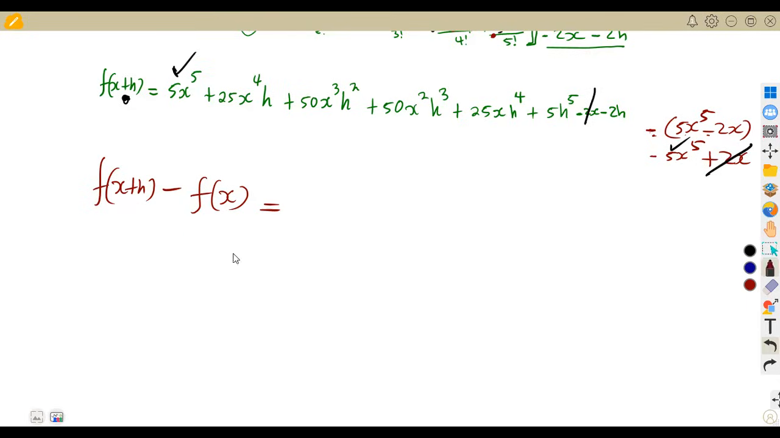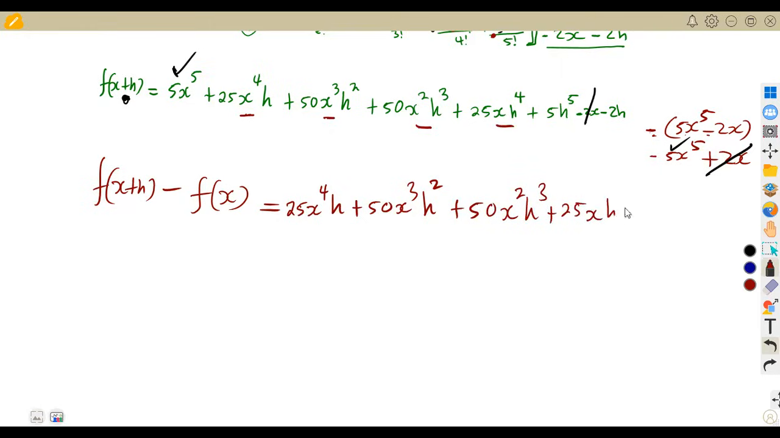So meaning to say our f of x plus h minus f of x is going to be the remaining part, which means we are going to remain with 25x to the exponent of 4h plus 50x to the exponent of 3, h squared plus 50x to the exponent of 2, h cubed plus 25x h to the exponent of 4 plus 5h to the exponent of 5 minus 2h.